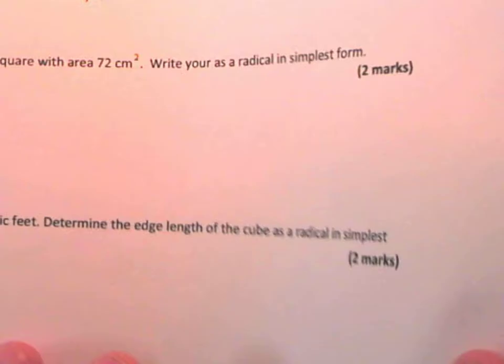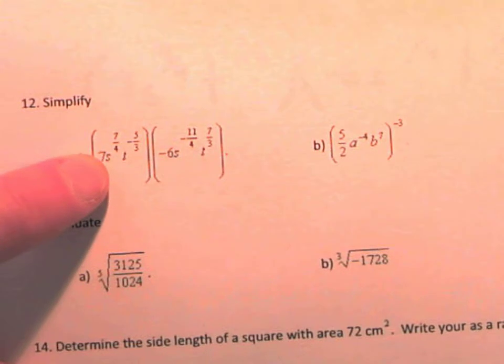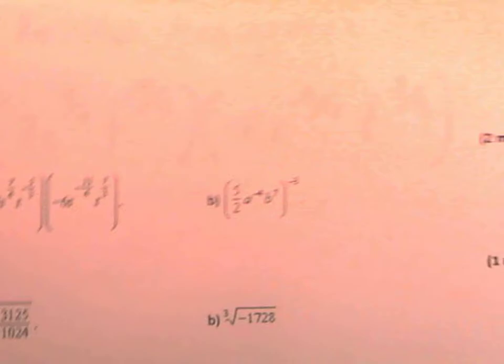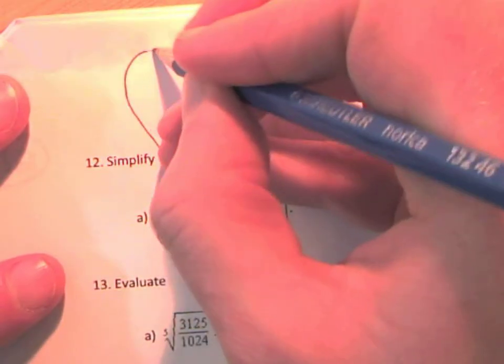Alright, onward. So we're on to the last page, which is to simplify. You have this expression here, which is pretty big. I don't think I'll have enough room. Actually, I might adjust. So we're going to write up here.